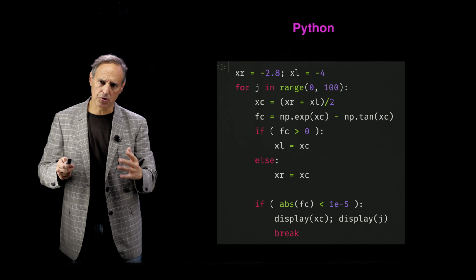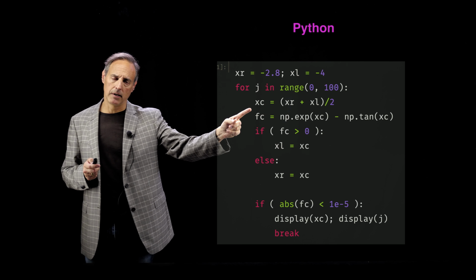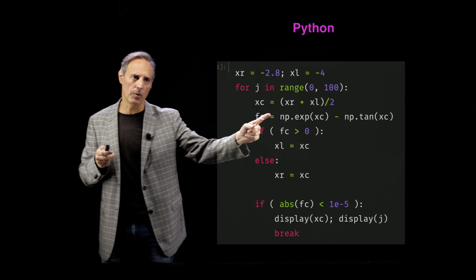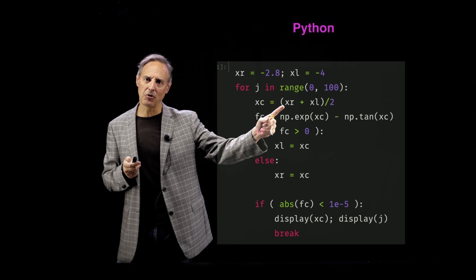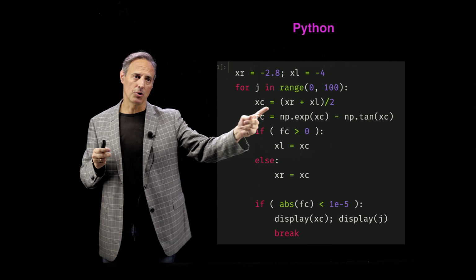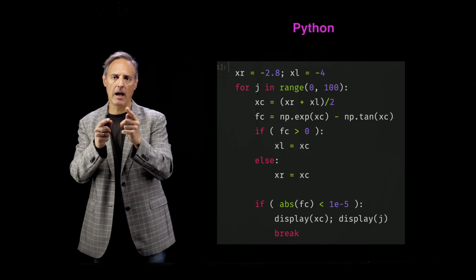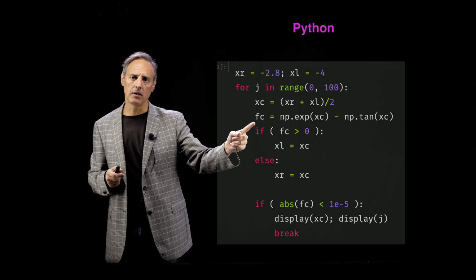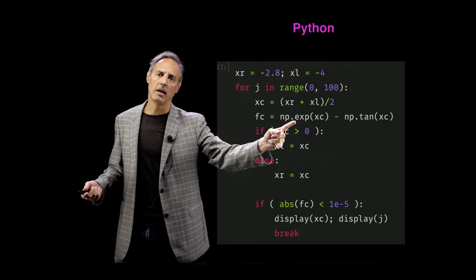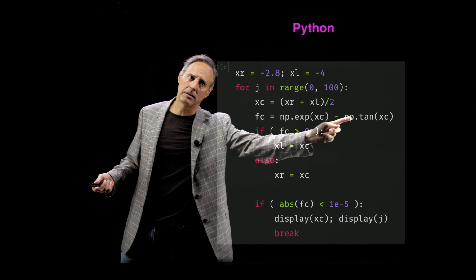Okay, so let's build up the structure. First I get the midpoint. Here's the midpoint, xc. That's the center point. What I mean by xc is the x value of the center point, which is the average of the left and right point. So it's somewhere between -2.8 and -4. That's the average value between them. And at this point I ask the question: if I go halfway between, is my function positive or negative? So I can just evaluate my function at the midpoint. My function, remember, was exponent minus tangent. So I evaluate this at the center point, xc.